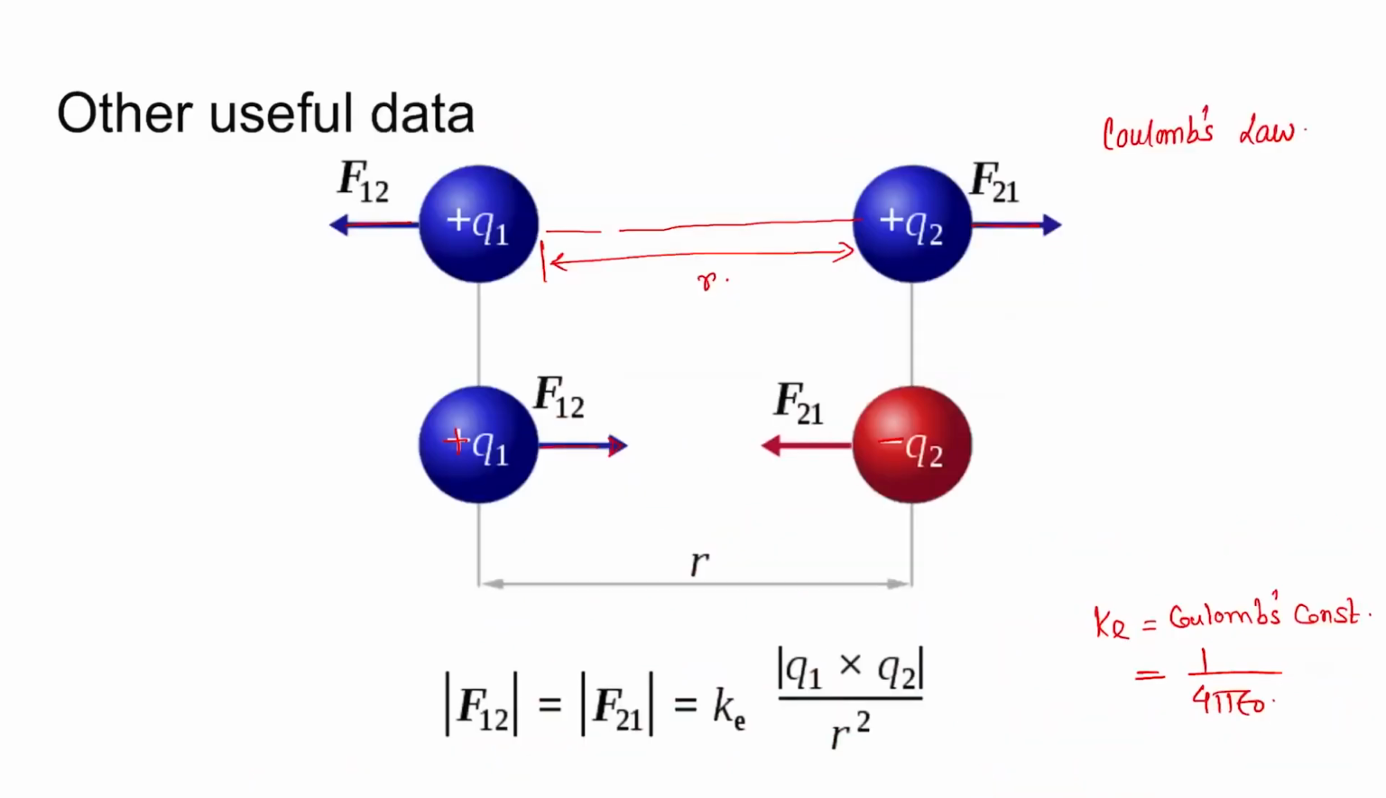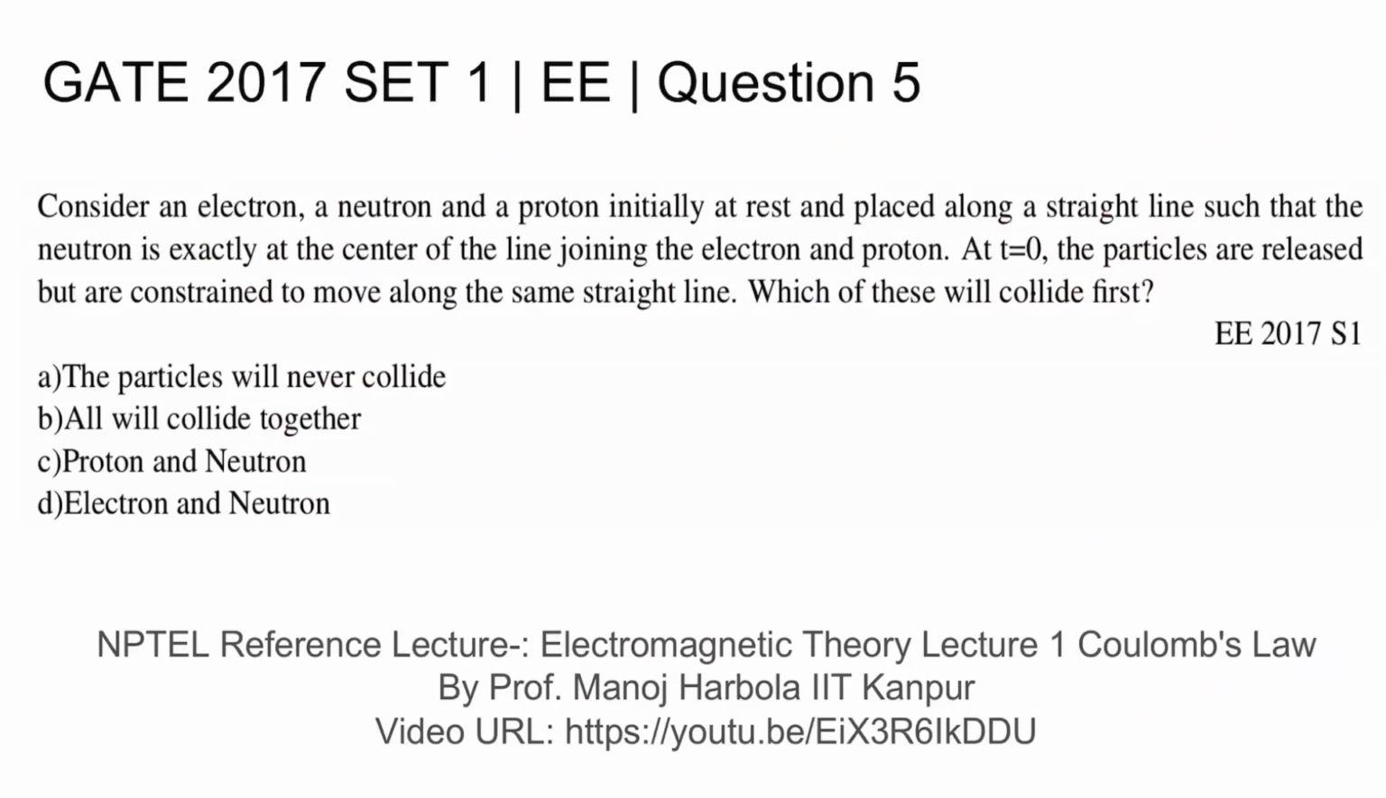Hence, the answer will be which of these will collide first with the neutron. The electron will collide first with the neutron. So this will be the answer.